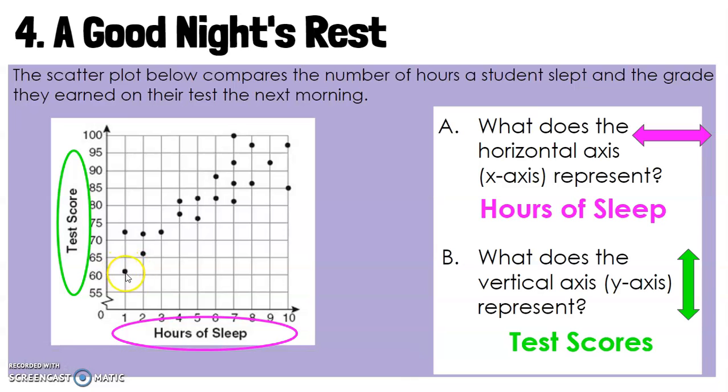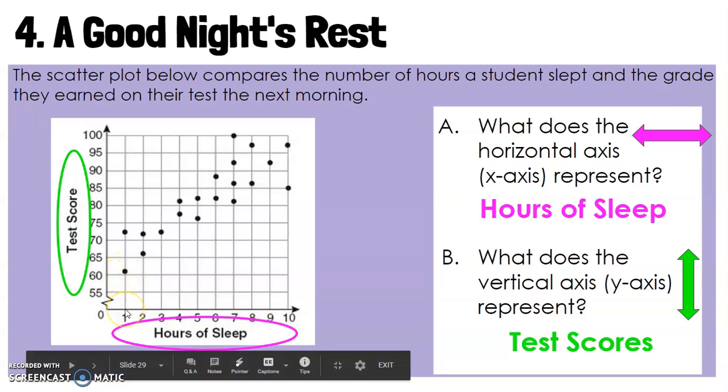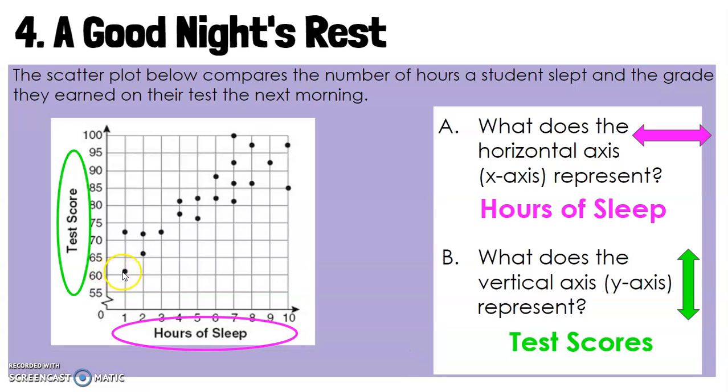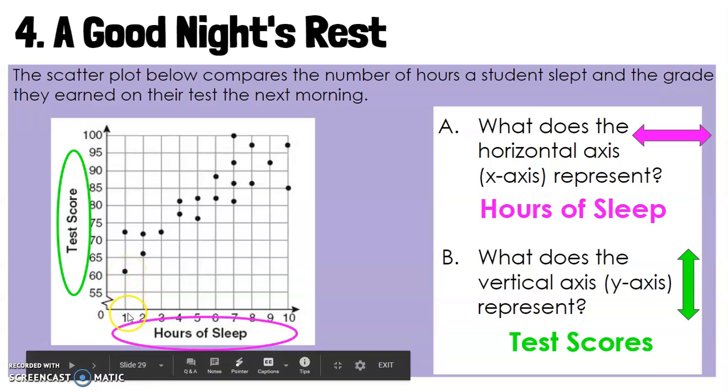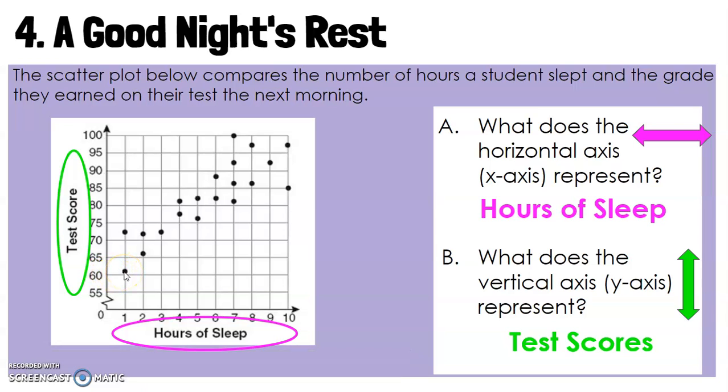So if we look at this point right here, this student slept 1 hour the night before and got like a 61 maybe, it's a little bit above a 60. Okay, so this one dot tells us two things. It tells us how many hours that particular student slept, and then the score of their test the next morning.